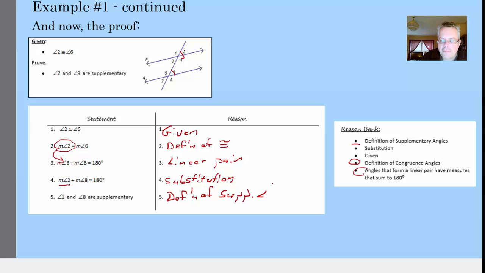I'm going to abbreviate definition of supplementary angles. So we see our reasons often could be given as theorems or postulates, or often as definitions. Those are the kinds of things we use as reasons. Okay, let's move on to our next example.